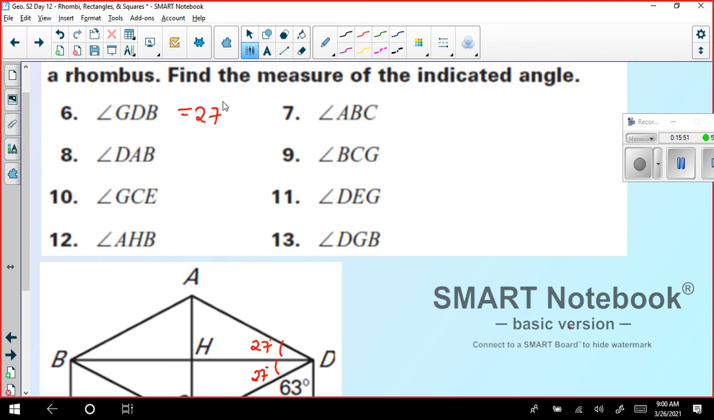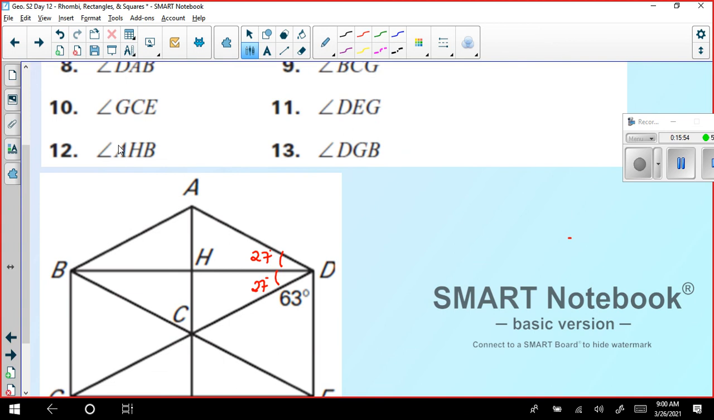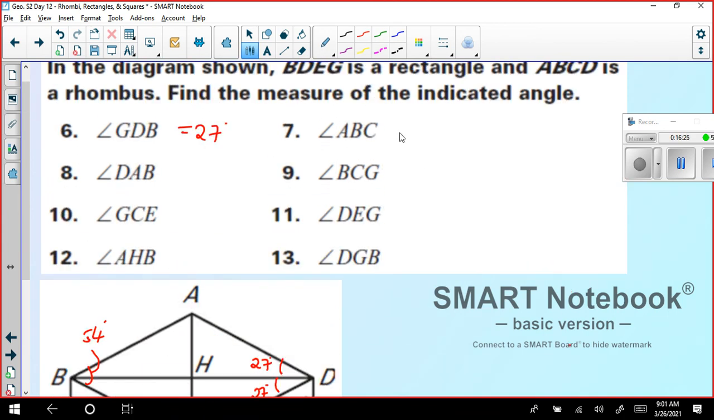Then next they are asking angle ABC. I know these are 27 and 27. In case of a parallelogram, the opposite angles are congruent. So 27 plus 27 is 54, so the whole angle ADC is 54. ABC is the opposite angle of a parallelogram, so this whole angle is 54 degrees. So angle ABC is 54 degrees.